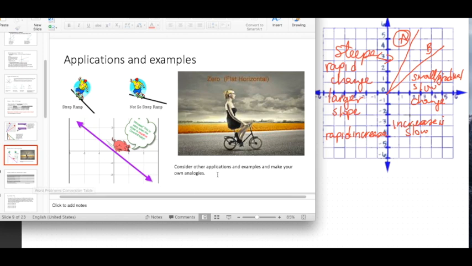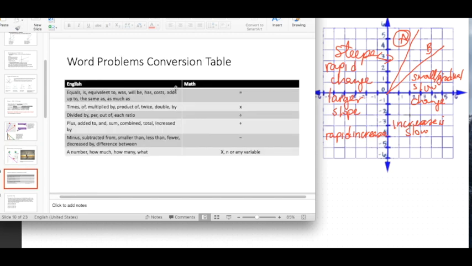And like I said, I'd like you all to consider your own examples and your own mnemonics and analogies for remembering these slopes. The other thing that's very important, maybe you can pause the video and write this down. This is a word problem conversion table. These are words that mean all of these operations here.